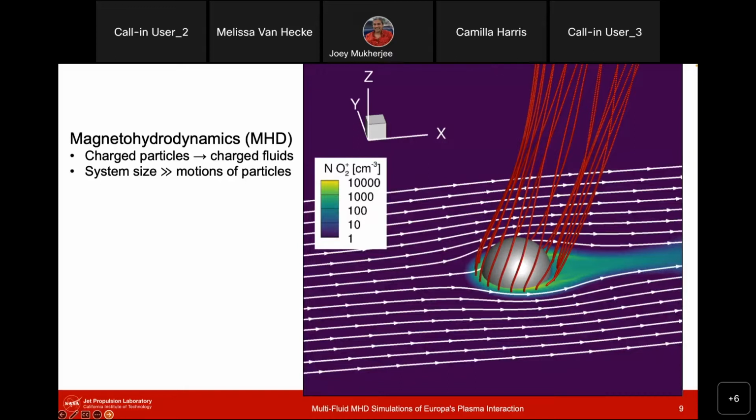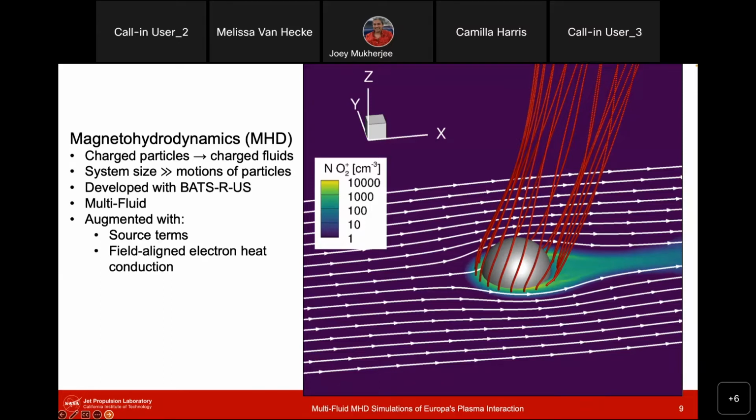You take a set of fluid equations like Navier-Stokes or something more sophisticated, and you add Maxwell's equations to acknowledge the fact that this is a charged fluid, and then you can get all of these great results. The system size has to be much larger than the motions of the particles for this to work, and that's true for Europa. When I say the individual motions of the particles, I'm talking about the gyration, and that's on the order of like 80 kilometers. Europa is about 1,500 kilometers in radius, so we're good there.